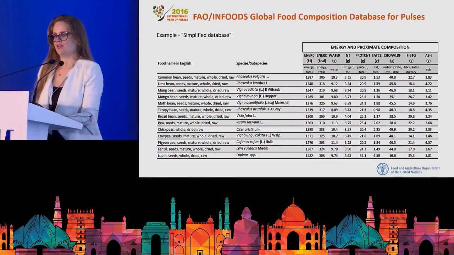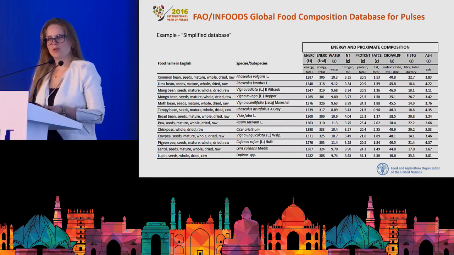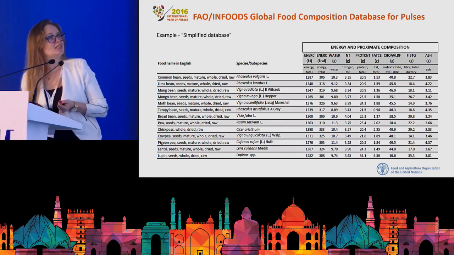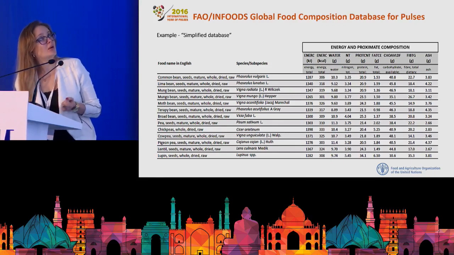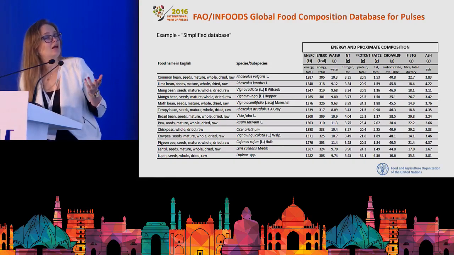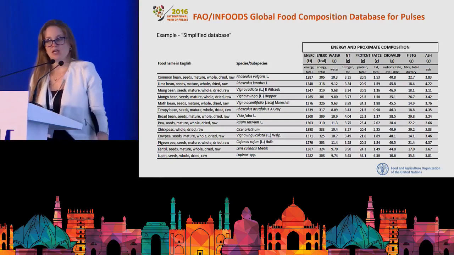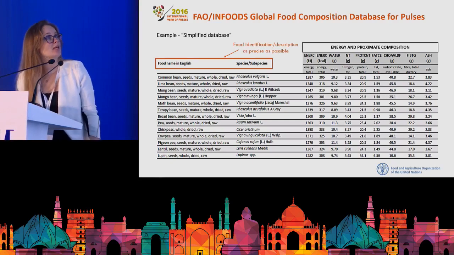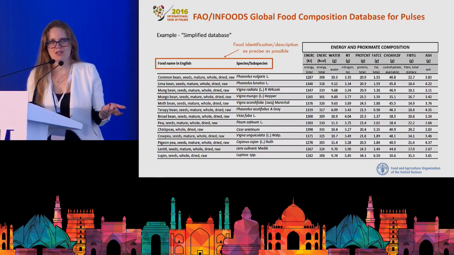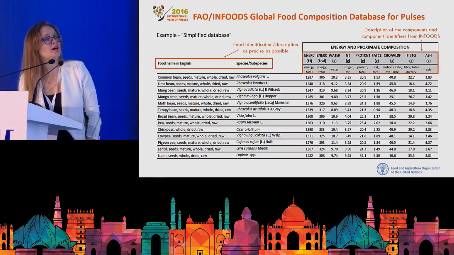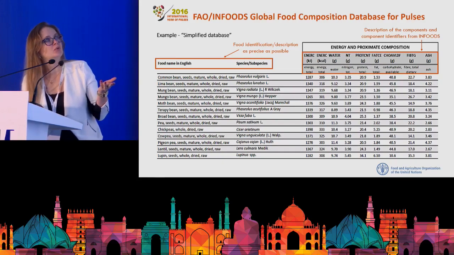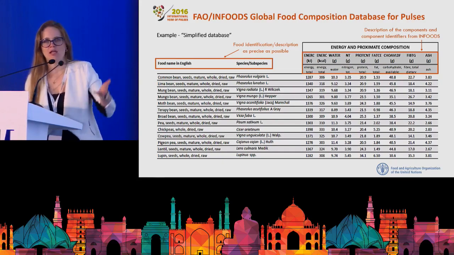So here I just want to give an example of how a food composition table looks, but I think that most of you have already looked for data in a food composition table. Here I have the FAO/INFOODS Global Food Composition Database for pulses. This is the simplified database where we have the food description that should be as precise as possible. And we have here also the description of the components. And for each food, we will have the mean value for each component.